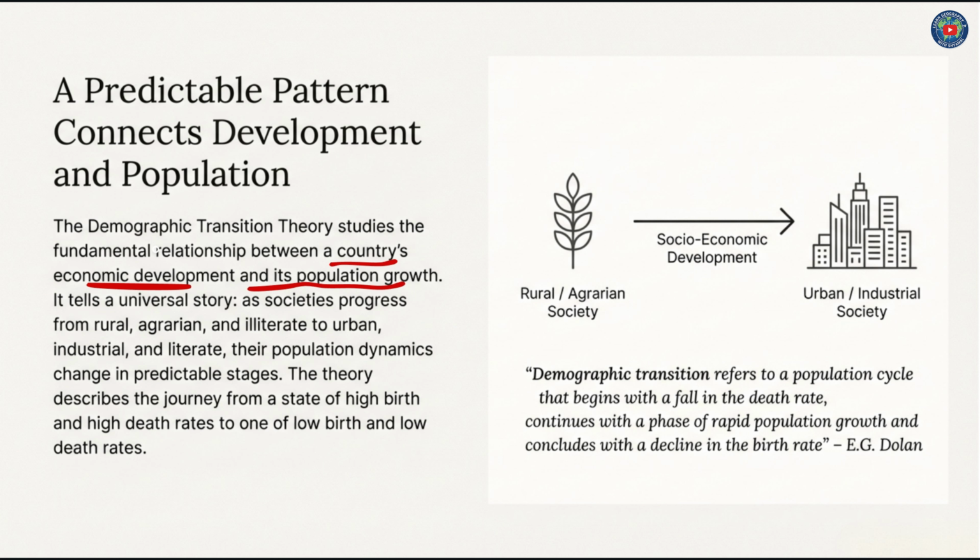The theory describes the journey from a state of high birth and high death rates to one of low birth and low death rates. First of all, there is a rural and agrarian society, and over time it begins socio-economic development. It leads to the formation of an urban and industrial society. Demographic transition refers to a population cycle that begins with a fall in the death rate, continues with a phase of rapid population growth, and concludes with a decline in the birth rate, according to E.G. Dolan.